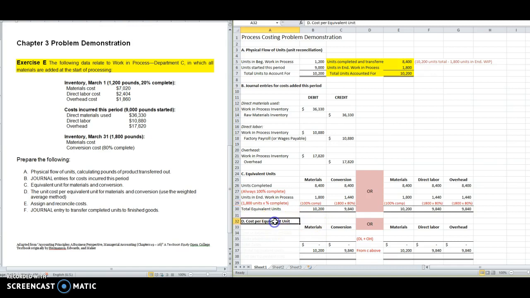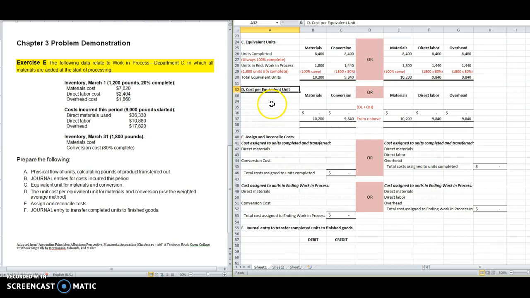Our next step will be to assign a cost per equivalent unit. For our cost per equivalent unit, we first need to document the dollar amounts. So we need to know the dollar amount of cost in beginning work in process. And we're going to get that from the problem information. This is going to be from March 1st, and we want the dollars. So that's going to be 70.20 for materials. For direct labor, it was 24.04, and for overhead, it is 18.60. For conversion, we're going to just add the direct labor and overhead together.